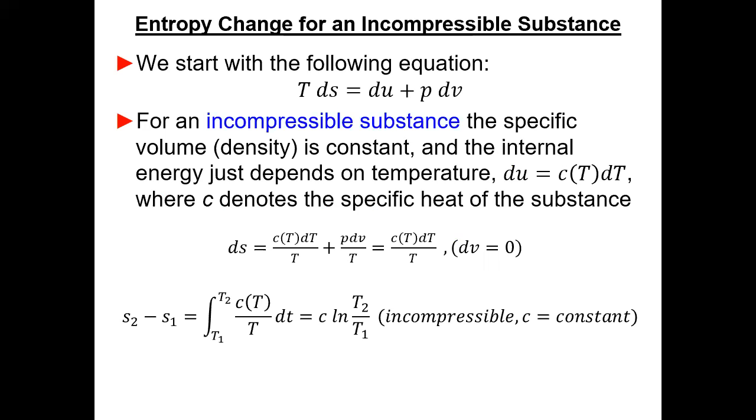But sometimes, if you have a wide temperature range, you don't really have a choice. You have to do that. Over a smaller temperature range, usually some sort of an average works pretty well. And so if you can assume C is constant, then S2 minus S1 integrates into C times the natural log of T2 over T1. Again, using absolute temperatures.